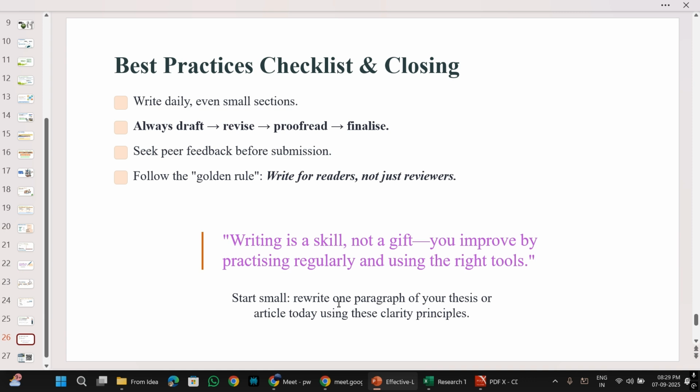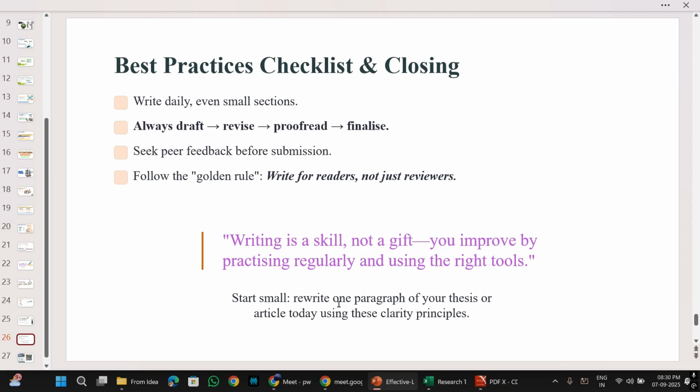Write daily, no matter whether you feel that you're in a writer's block or not. Just write whatever you know. Just write, even small sections. Just like my advisor told me, write at least 50 words a day. Is it a big task? No, just write 50 words a day, right? Then always draft, revise your script, proofread it, and then go for finalizing. Don't be a fool like me, who just sent her manuscript as it was, and then those comments, I cannot forget them. So seek peer feedback before submission.